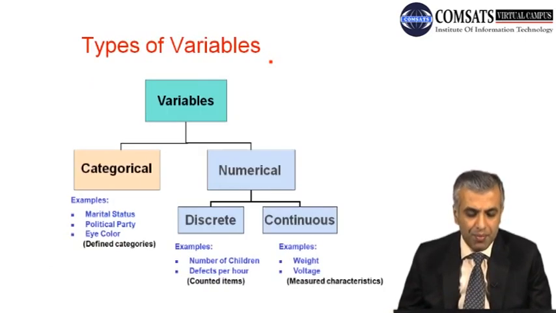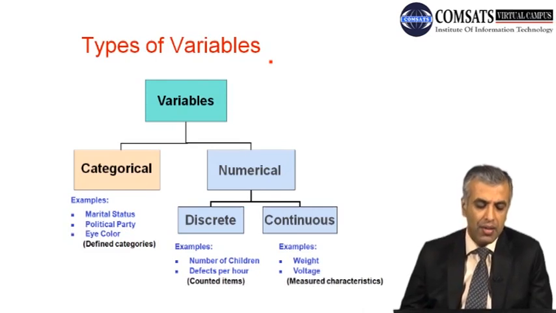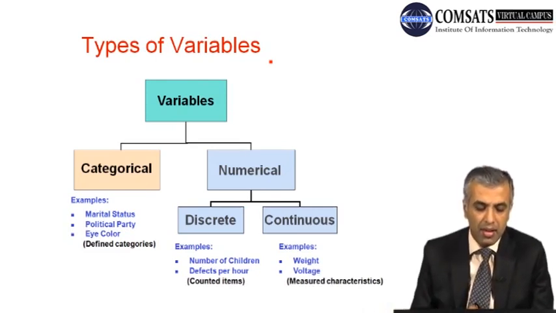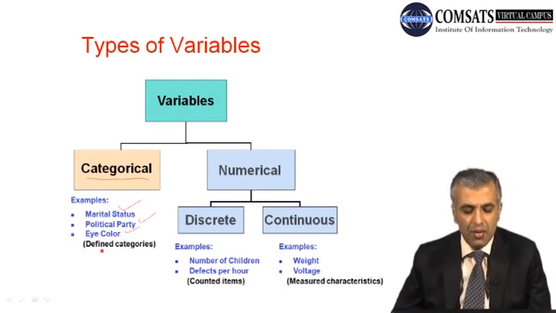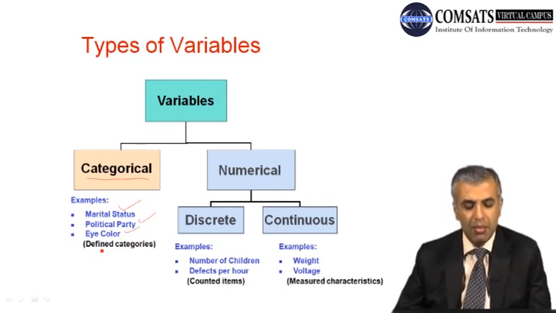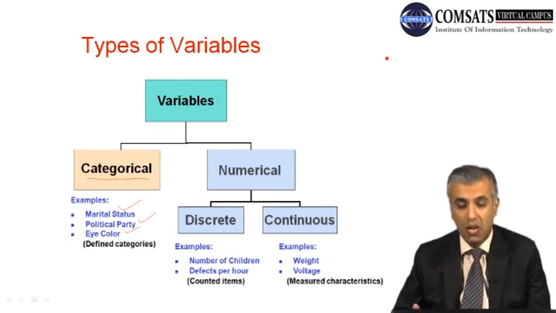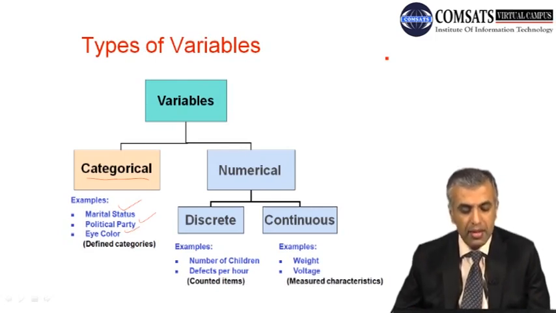To be more precise, let's have a look at the types of variables diagrammatically. Here you can see that the categorical variables are very evident, and in this case the examples are marital status, political party, and eye color. These are variables which have very defined categories. For example, in marital status you have single or married, so we have two categories.